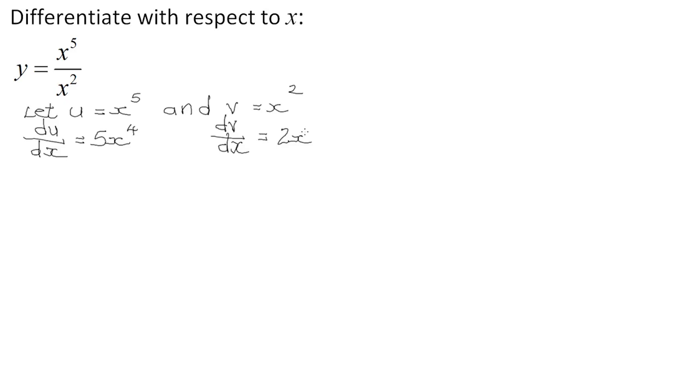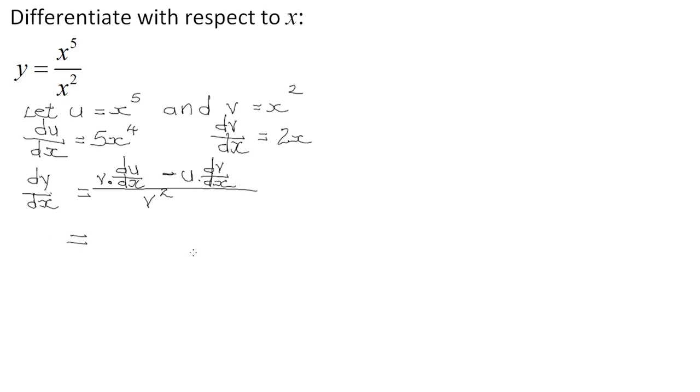Now comes the difference. You go to your formula sheet, dy/dx. It's always advisable to write down the formula and then apply it. You're going to have a line there. I normally say bottom squared, bottom times derivative top, minus top, that's u, times derivative bottom. Please, people, this formula is on your formula sheet, formula number 9.